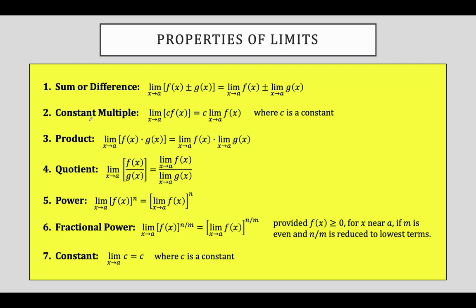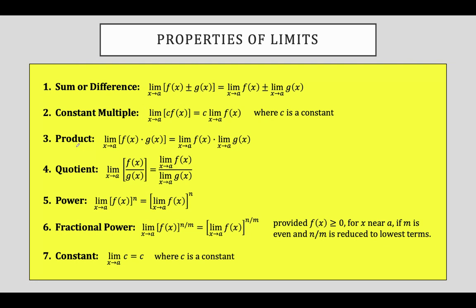Rule number 2, the constant multiple rule. The limit as x approaches a of c times f of x, where c is a constant multiple, notice it's a number connected by multiplication here, is equal to c times the limit as x approaches a of f of x. In this case, what we are doing is we are taking this constant multiple and we are factoring it out from our limit. You guys by now are very comfortable with factoring out greatest common factors. This is just factoring out a constant multiple.